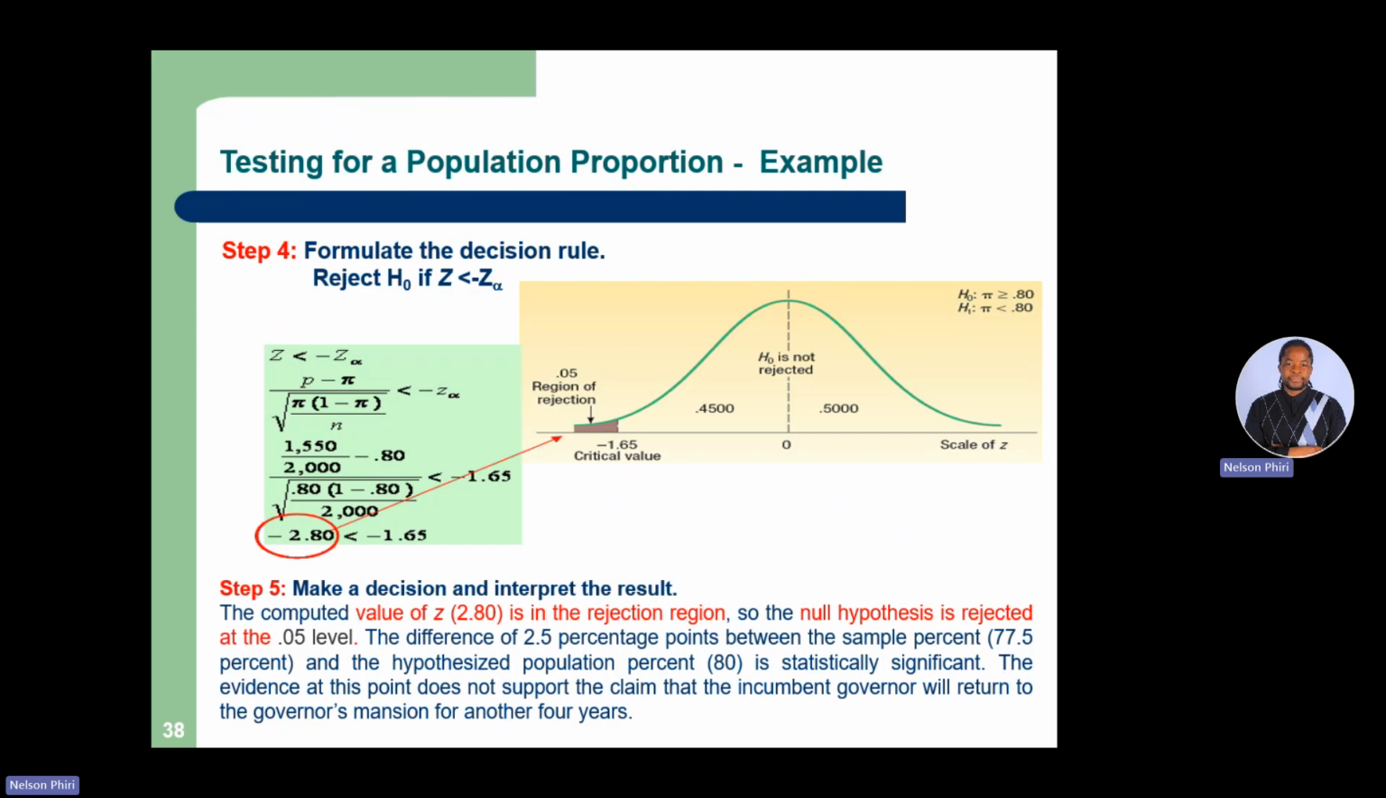We reject H naught and conclude that the difference between the sample percentage and the hypothesized population percentage is statistically significant. Therefore, it does not support the claim that the governor will return to office for another 4 years. So make sure you understand your conclusion and interpret it in the proper manner it should be done.